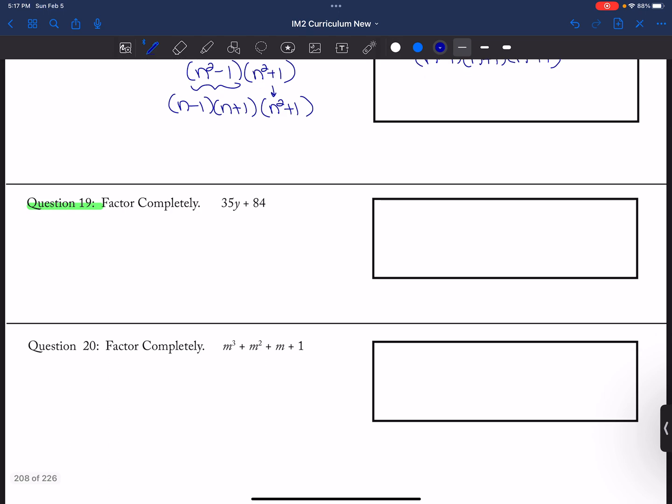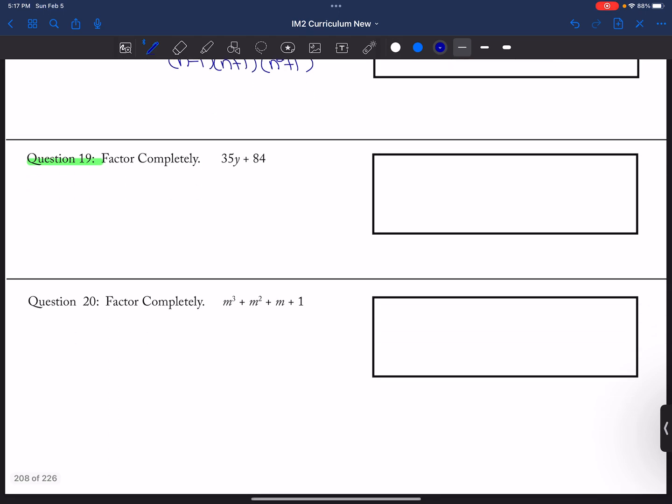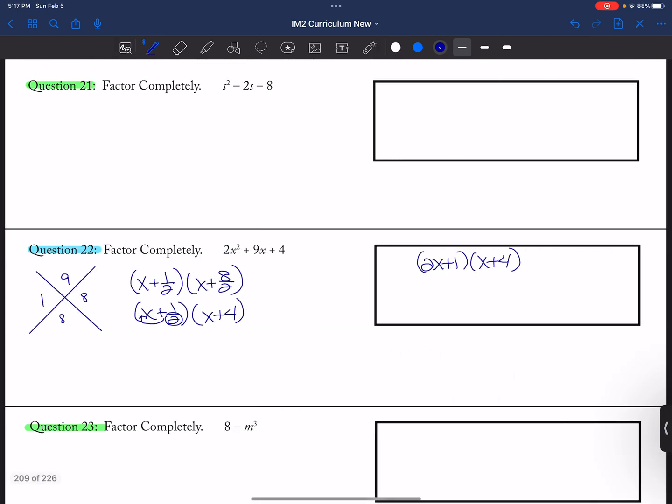Okay, 19. I don't think we have a common factor... oh yeah, we do. There's a common factor of 7, and I'm left with a 5y, and then that's 12. So 7 times 5y plus 12. Okay, 19, 21. Just a regular diamond question, yeah.